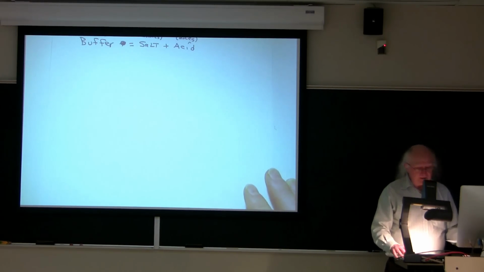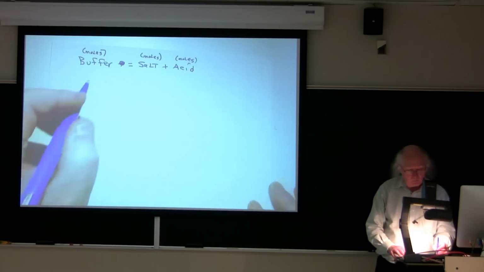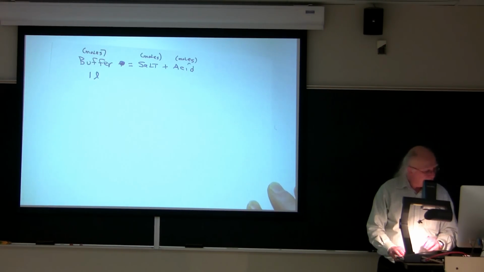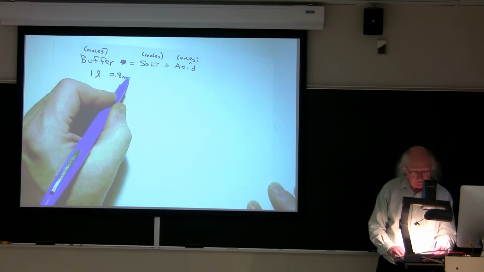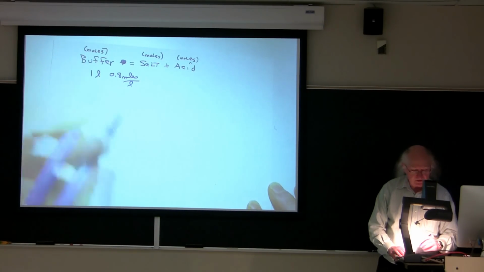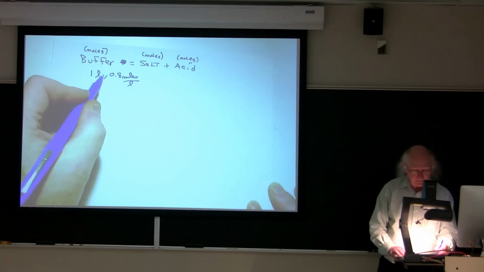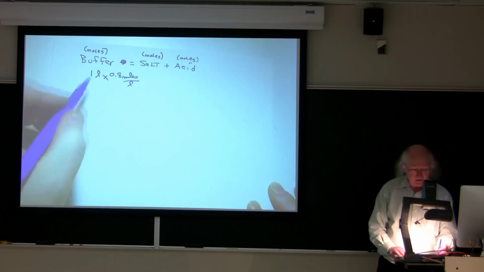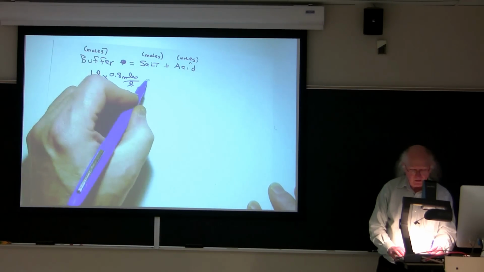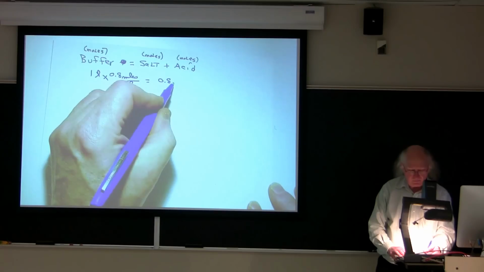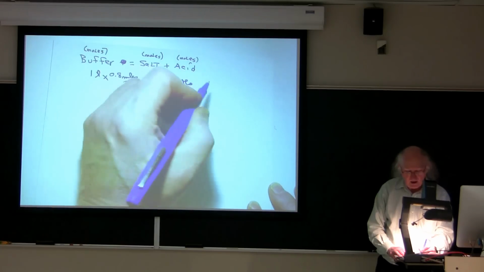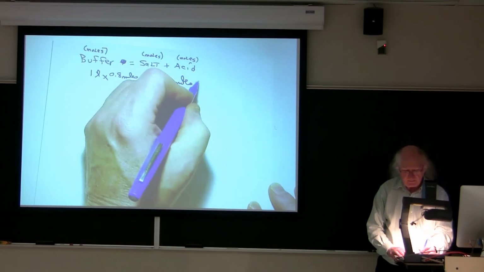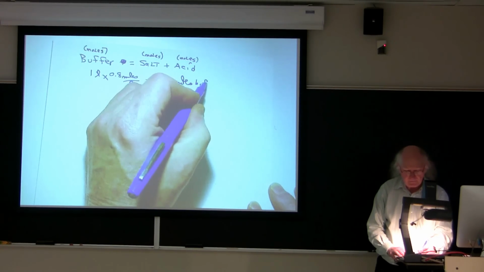Okay. Well, this particular solution is 1 liter in volume, and it has a concentration of 0.8 moles per liter, which is the molar concentration. If I multiply the volume times the concentration, I get the number of moles, which is equal to 0.8 moles of buffer. My writing is not very good.